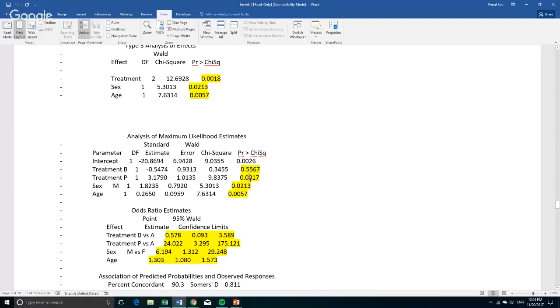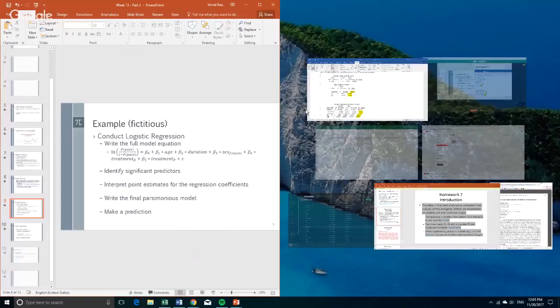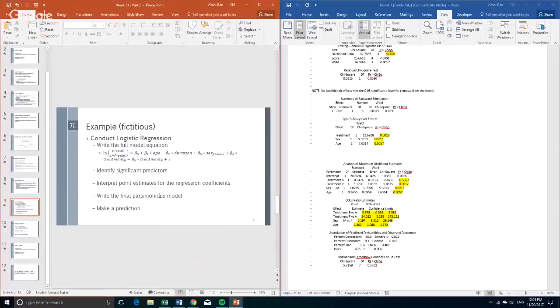But the placebo is significant. So is sex, and so is age. So our final model is going to include the placebo compared to treatment A, sex, and age. So let's go write this right now, actually, in our PowerPoint slide. Let's write the final parsimonious model.